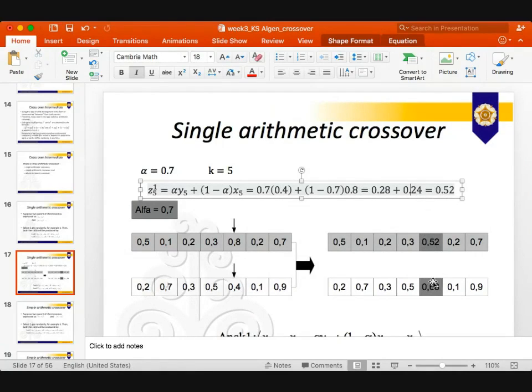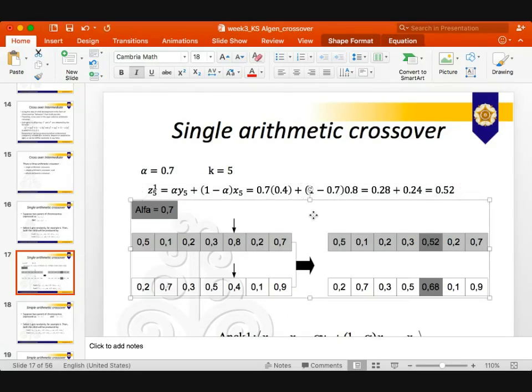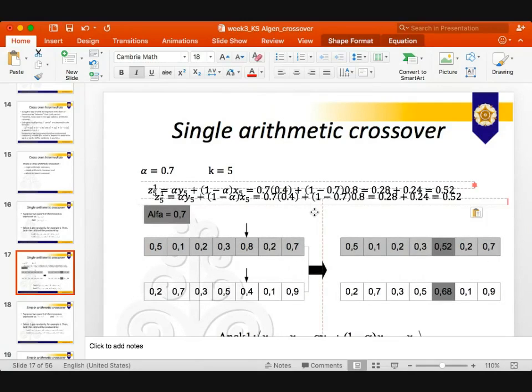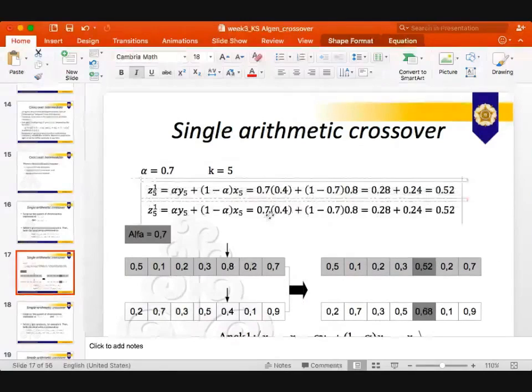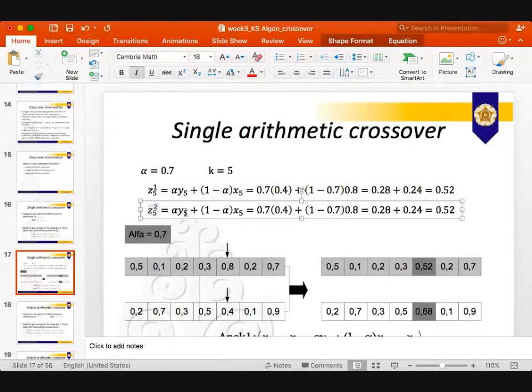How about the second offspring? We do the same way, but here from X and here from Y. 0.7 times 0.8 is 0.56, plus 1 minus 0.7 times 0.4, which is 0.12. So it means 0.68.